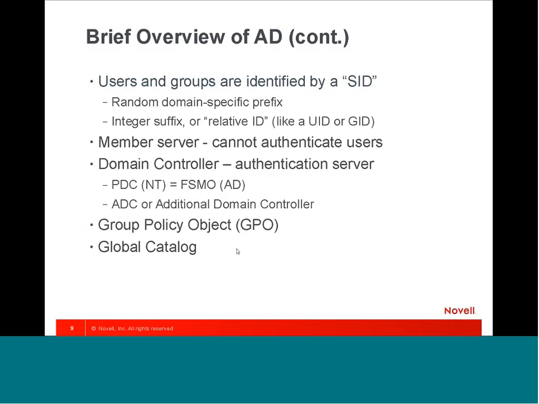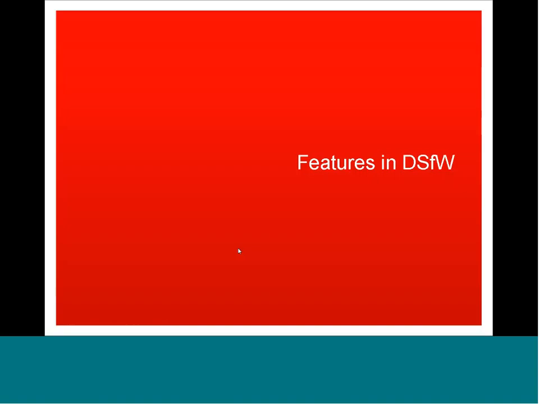There's also a global catalog. DSFW has that as well, just like AD, and that's basically LDAP access at the top of the tree for all of your domains, if you have multiple domains. Otherwise, LDAP just works per domain. So this will allow you to access all users in all domains, or whatever objects you're looking for, if you have several domains.